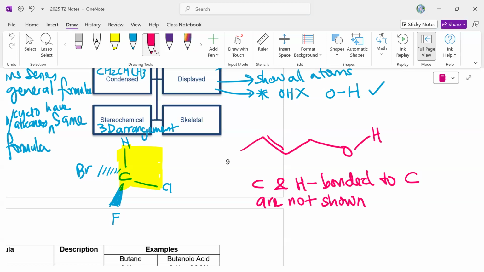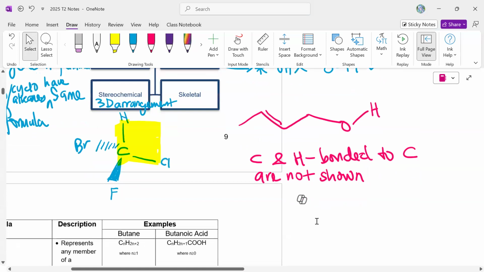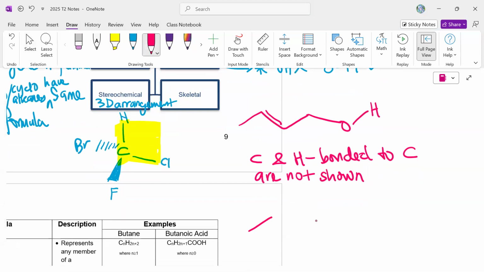For this carbon over here, we have 1, 2, 3 bonds being shown. Knowing that a carbon needs to form 4 bonds, there is a missing or invisible hydrogen here, but we need to know it's there. So we basically do not show the carbon and the hydrogen which are bonded to the carbon. So what happens if you are drawing a carboxylic acid or an ester? It may end up looking like this.